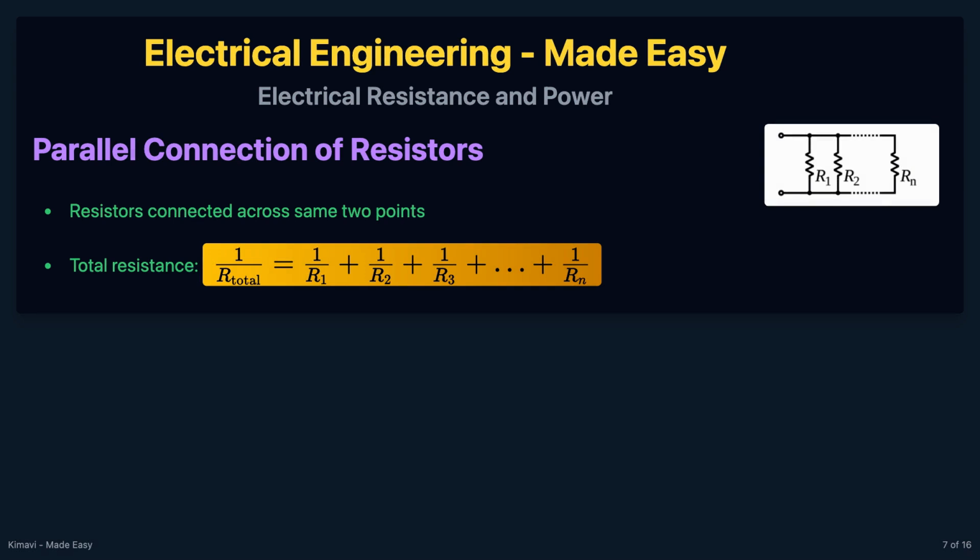The total or equivalent resistance of resistors in parallel is given by the formula 1 over R total equals 1 over R1 plus 1 over R2 plus 1 over R3, and so on up to 1 over Rn.